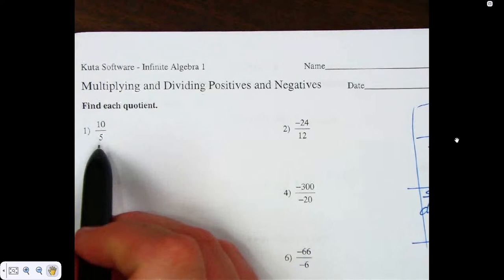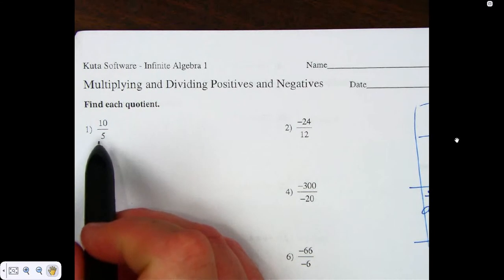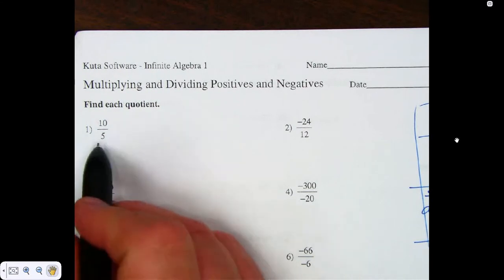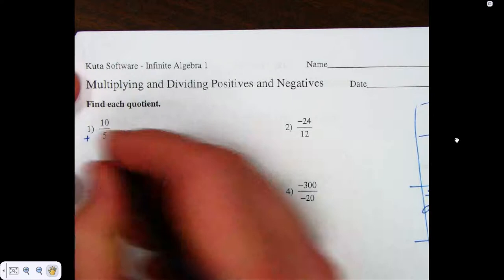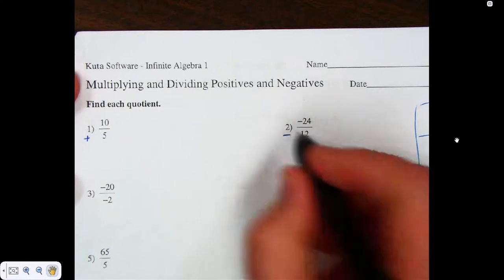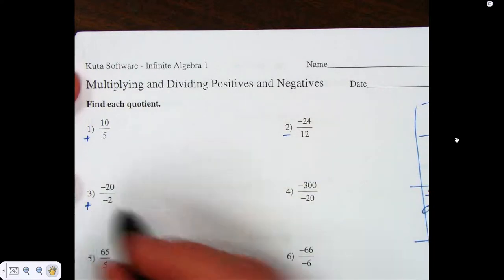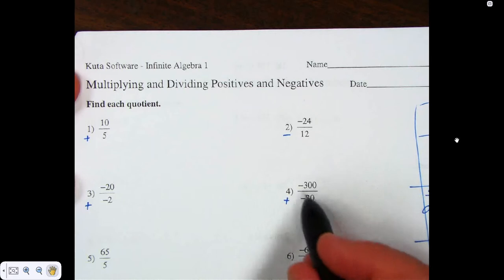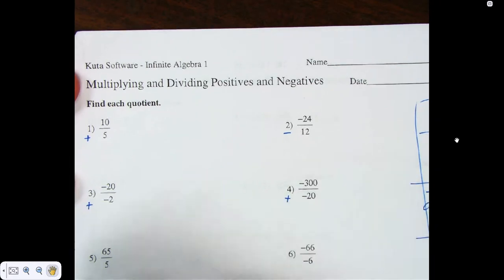What's your answer going to be here? 2. But what's the sign of your answer? Positive. What's the sign of your answer going to be here? Negative. And here? Positive. Signs are the same, right? See what I'm getting at? Can you guys put those into your calculator?